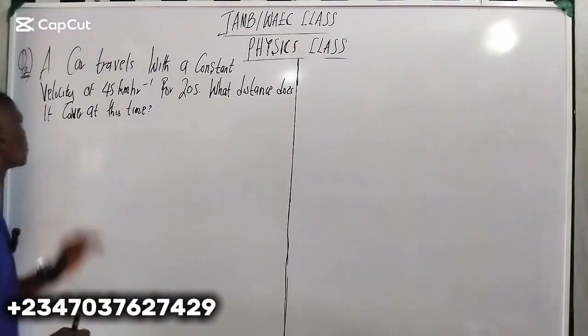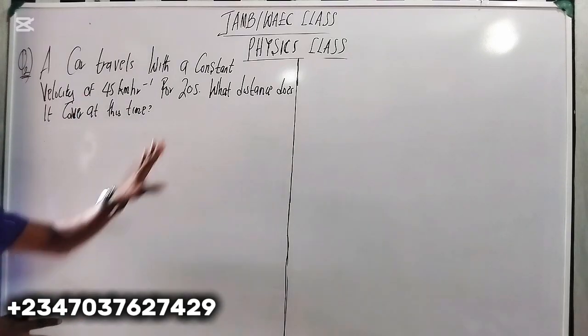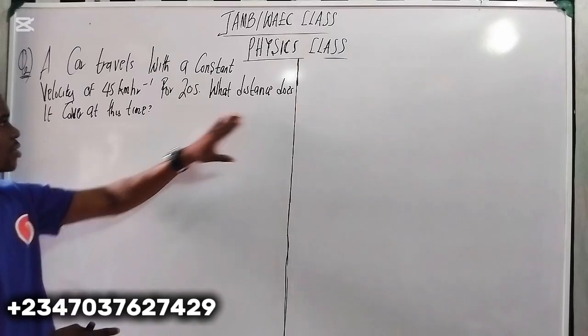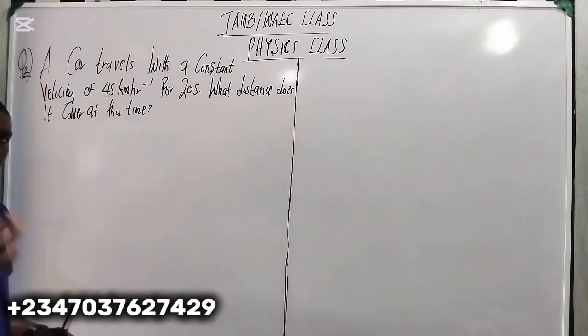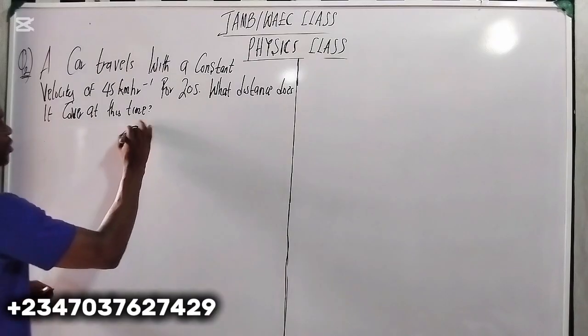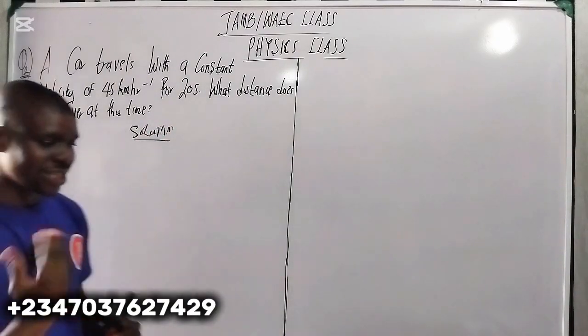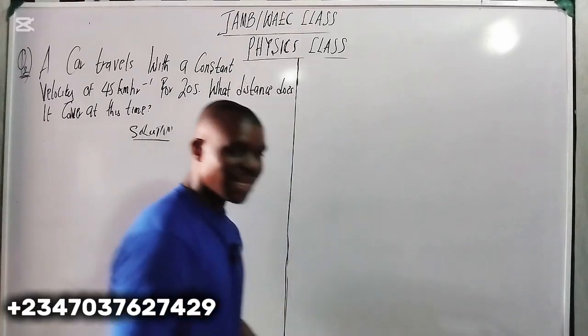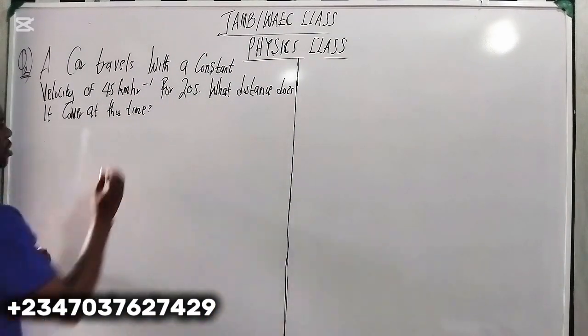About this question 2, right? A car travels with a constant velocity of 45 kilometers per hour for 20 seconds. What distance does it cover at this time? Now look at something here. Let's solve it. This question looks very simple, but it's highly technical.